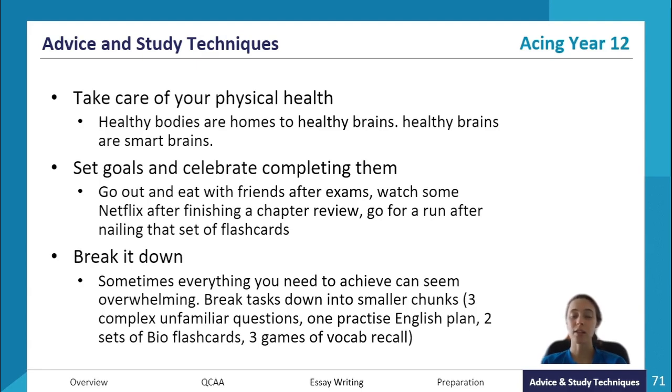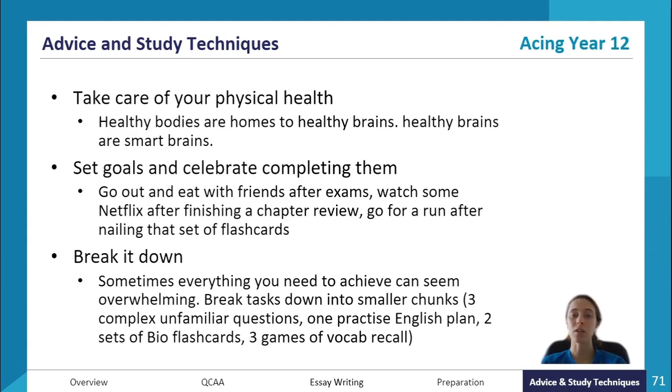Set goals and celebrate completing them. The celebration is a good part, and you can be celebrating in lots of different ways. It doesn't have to be a party. It can be something a lot quieter if that's what you would prefer. But celebrating those little wins is a good way of rewarding yourself. And then breaking it down as well, making things really a lot simpler so you don't feel so overwhelmed.